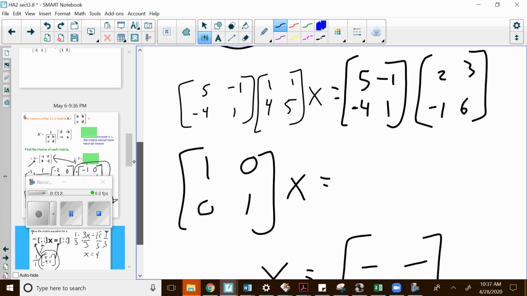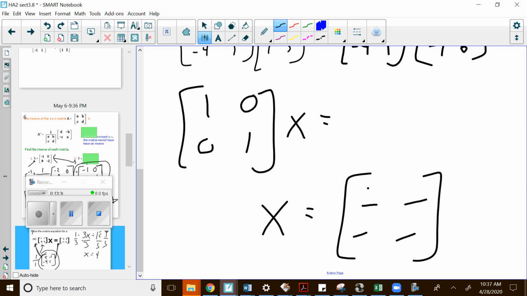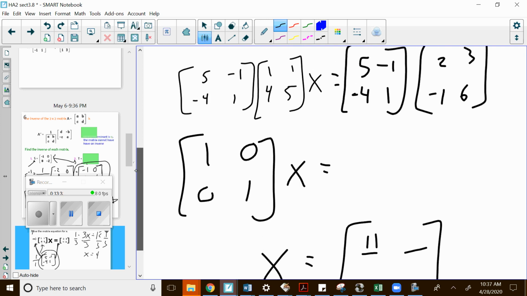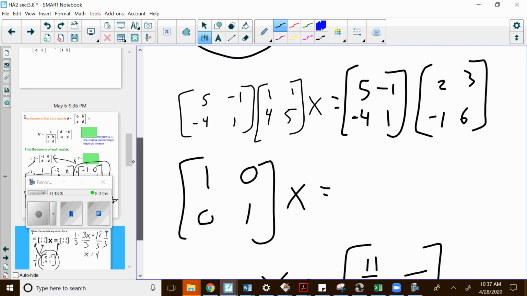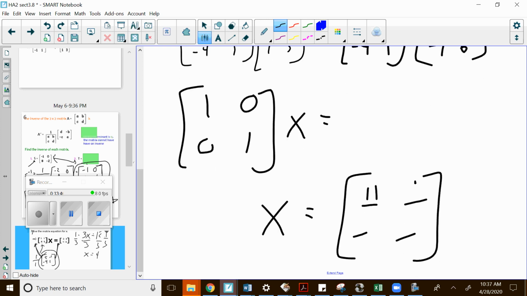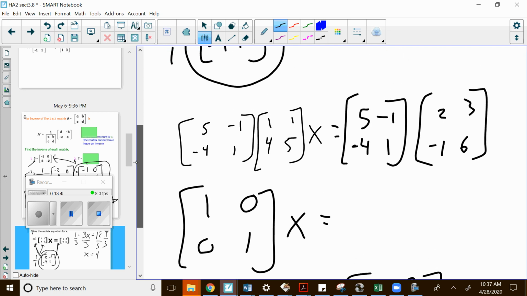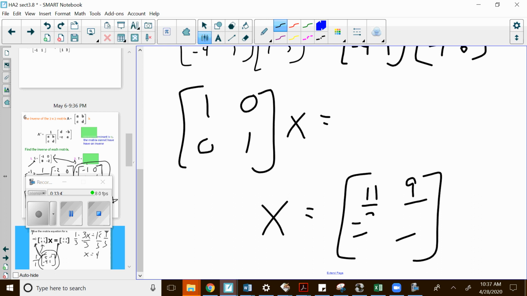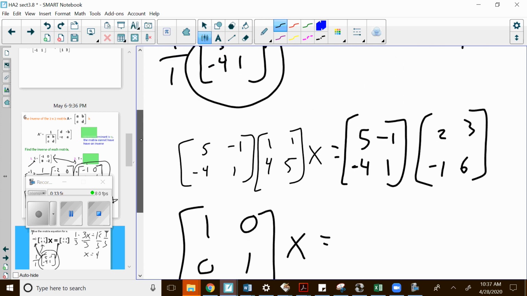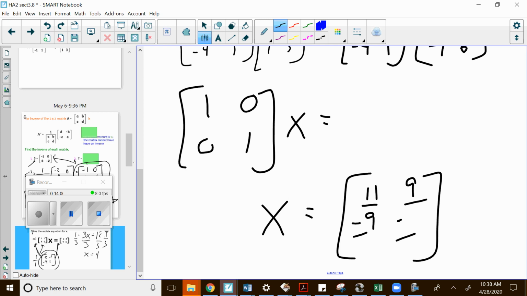Top left element is top row mixed with left column, which is 10 plus 1, which is 11. Top right is top row mixed with right column, so 15 plus a negative 6, which is 9. Bottom left is negative 8 plus a negative 1, which is negative 9. And bottom right is bottom row mixed with right column, negative 12 plus 6, which is negative 6.